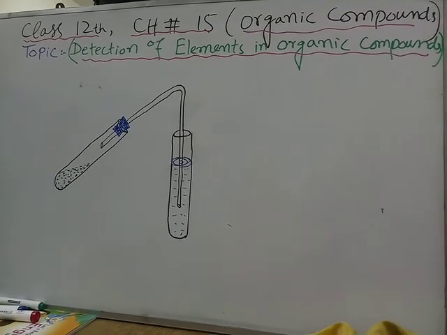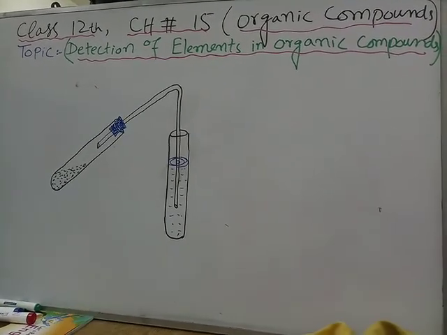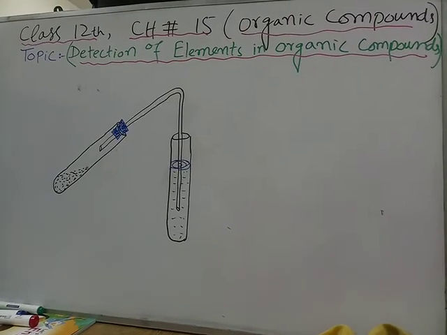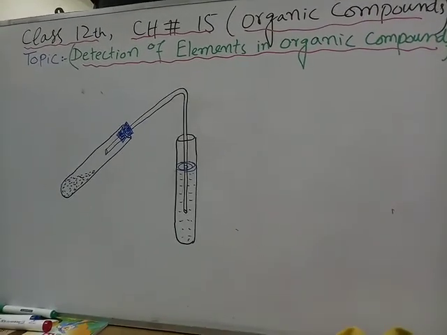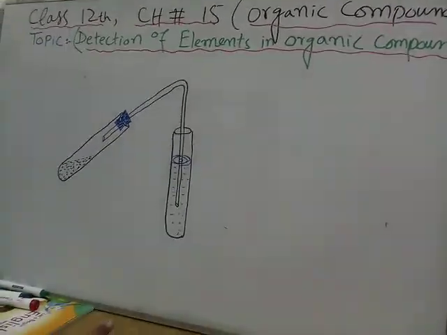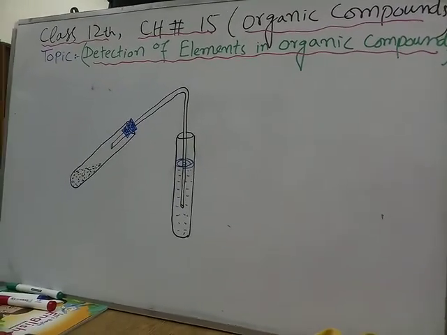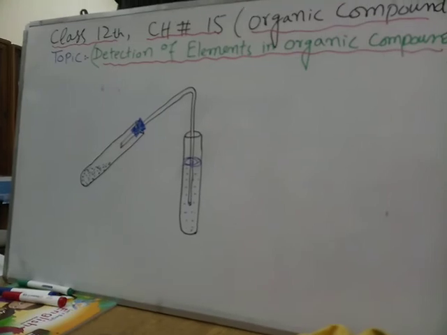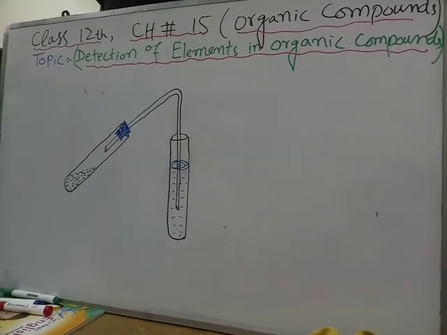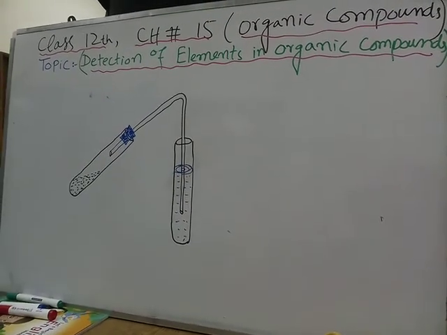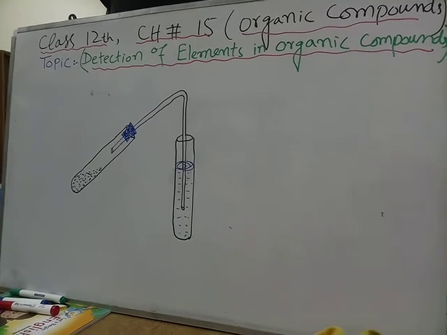Organic compounds have many elements. Mainly, organic compounds have carbon, then hydrogen. They may have nitrogen, sulfur, phosphorus, and halogens. So, how to detect these elements?